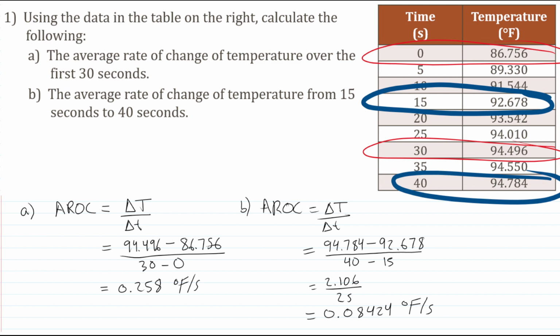So that's how you can calculate average rate of change when the data is given in a table. There you go.